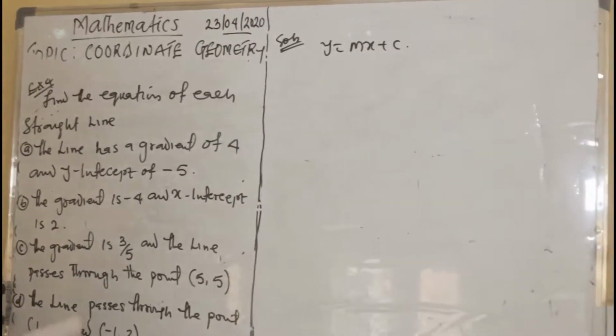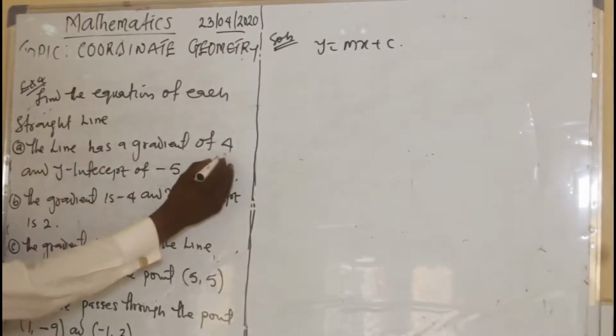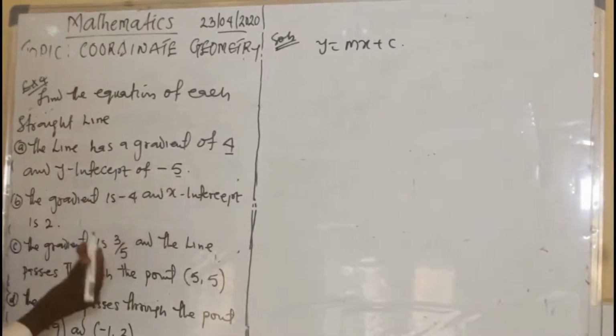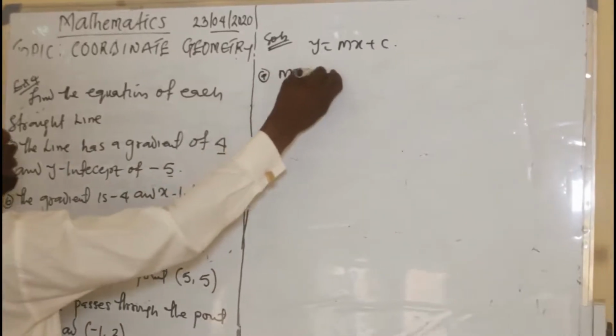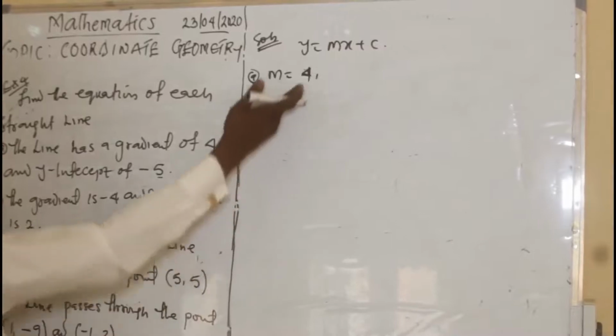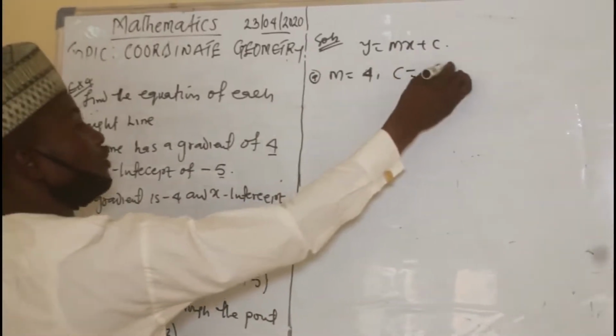So there are some cases like this. Find the equation of each straight line. A, the line has gradient 4 and the y-intercept minus 5. What does that mean? If you take A, we know that our m is equal to 4, and the y-intercept, c, is equal to minus 5.